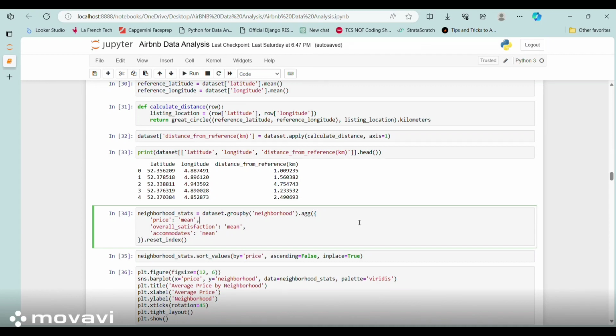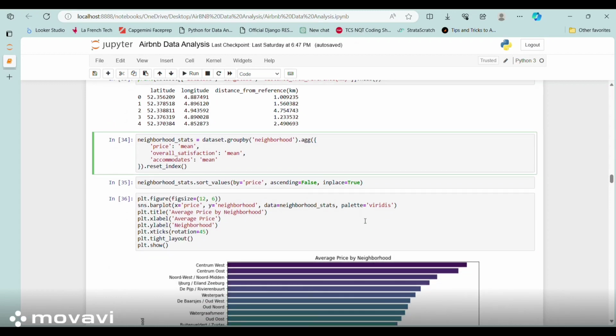The overall satisfaction column reflects the average customer satisfaction score for each listing. In our new data frame, we have also computed the mean satisfaction score for each neighborhood. This tells us how guests generally rate their experiences in different areas. The accommodates column indicates the average number of guests a property can accommodate. Once again, we have calculated the mean number of accommodated guests for each neighborhood, helping us understand the typical capacity of listings in different areas. Creation of neighborhood stats allows us to easily compare and analyze these important metrics across neighborhoods.